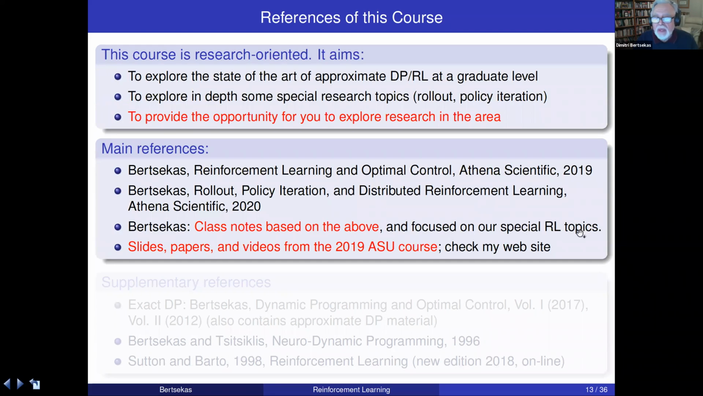I have put on Canvas an expanded version of chapter 1 of these two books, which is double in size, and also is designed so that you can get some of the basic ideas, get an overall picture of the field, and get started. So this is online right now, and we're going to use it for the first 3 lectures of the course. The first three lectures are going to be based on these class notes.